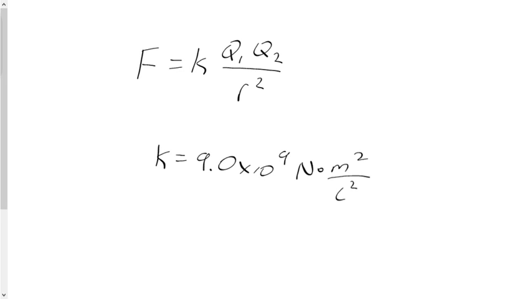Q1 and Q2 are the amount of charge on each of the particles, measured in coulombs. That's what the C is. It's the amount of charge. And of course, N is the newtons. R is the distance between them, by the way. It's measured in meters, always in meters.